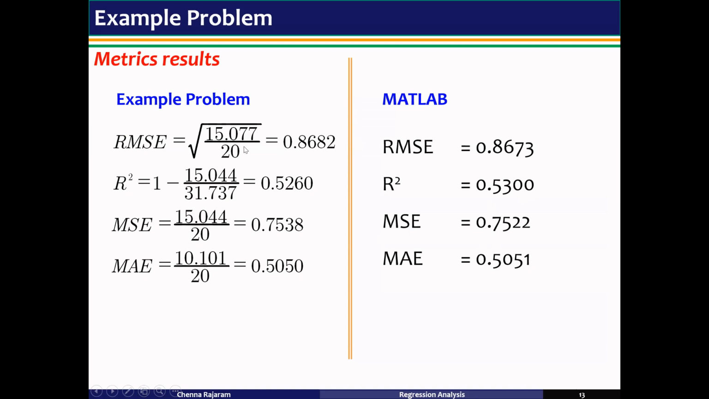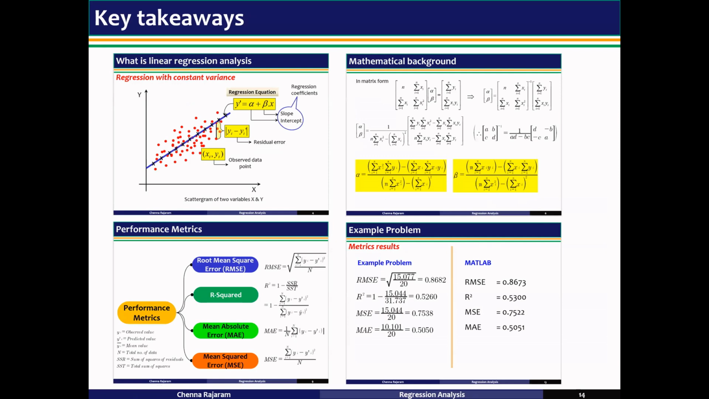Now you can see the similarity between the example problem which we solved manually and the results obtained from the software. The key takeaways from this video are: what is linear regression analysis and what is the equation for linear regression analysis, the mathematical background to obtain alpha and beta, what are the performance metrics and the corresponding equations, and the similarity between the results obtained from manual calculations and software.